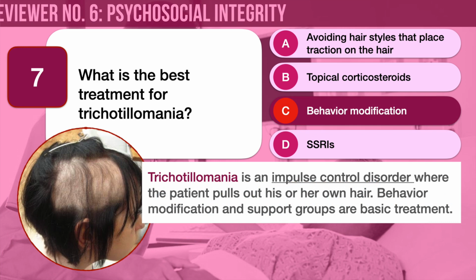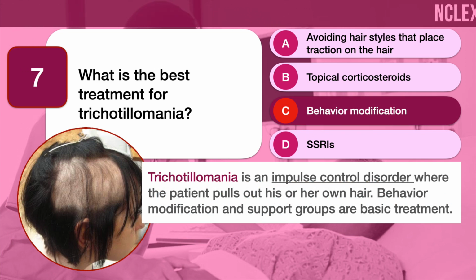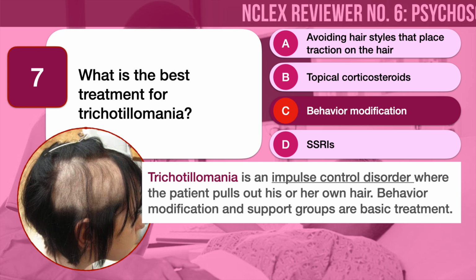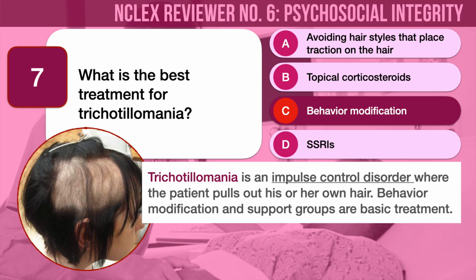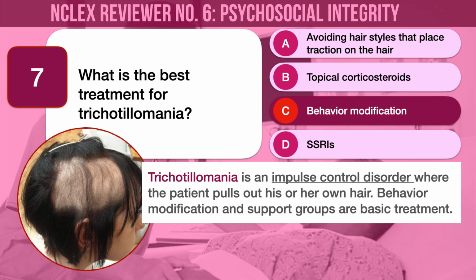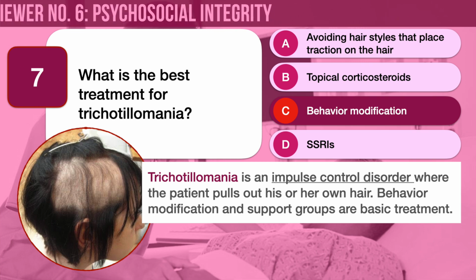The correct answer is C. Behavior modification. Trichotillomania is an impulse control disorder where the patient pulls out his or her own hair. Behavior modification and support groups are basic treatment. N-acetylcysteine, dronabinol, olanzapine have been used but are not indicated for this condition. SSRIs have shown minimal benefit.